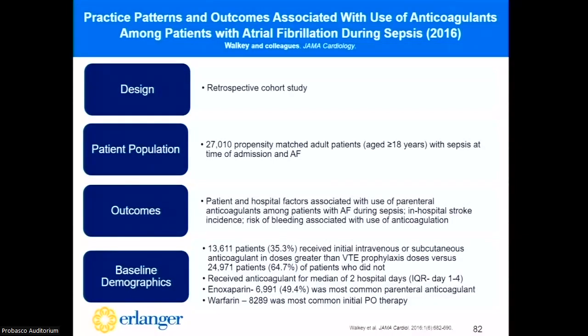For baseline characteristics, about 35.3% of these patients received IV or subcutaneous anticoagulant doses greater than VTE prophylaxis, versus a comparator group of 64.7% that did not. Most of these patients had anticoagulation for about 2 days. The most commonly used parenteral anticoagulant was Lovenox, or enoxaparin, versus our PO option, which was mainly warfarin.